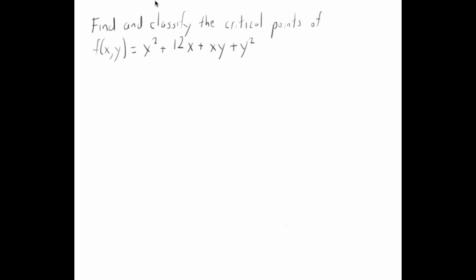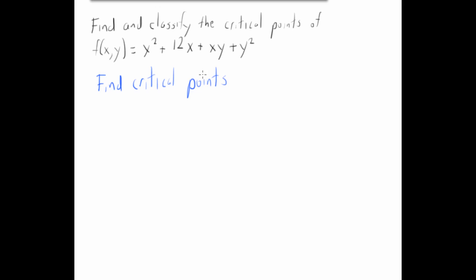In this video, what we're going to do is take this function of two variables and we're going to find and classify the critical points. So first off, we're going to find the critical points. So this is where the gradient of this function is going to be equal to 0. So that means I need f sub x and f sub y equal to 0.